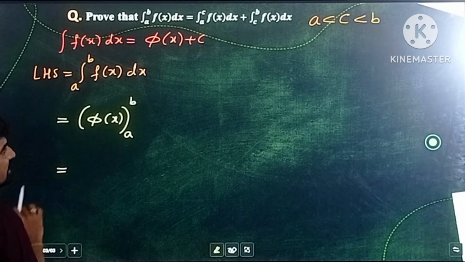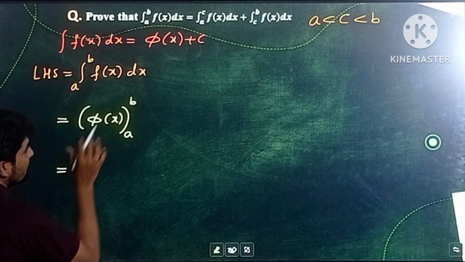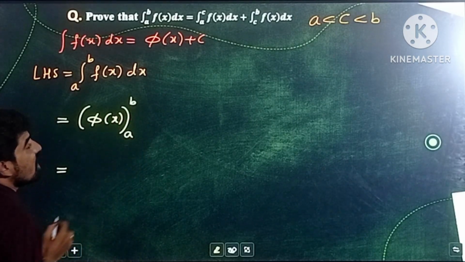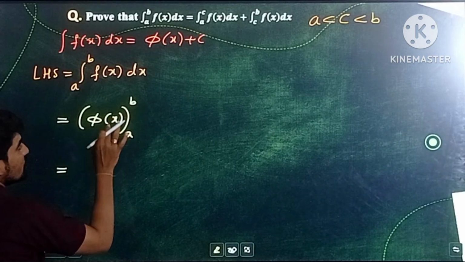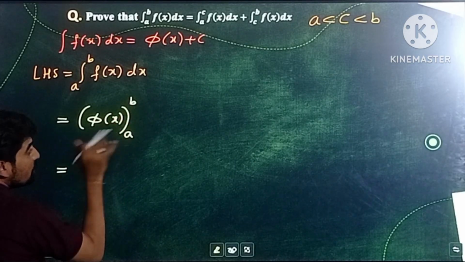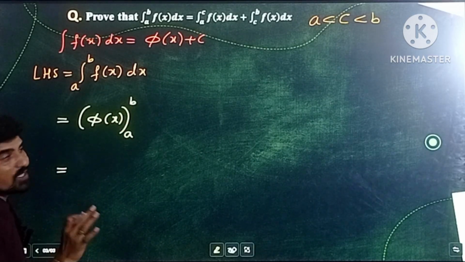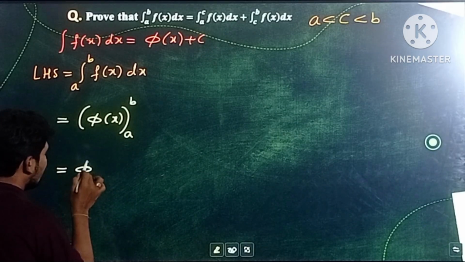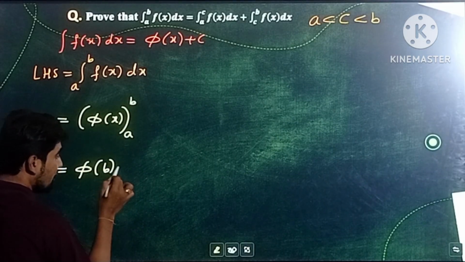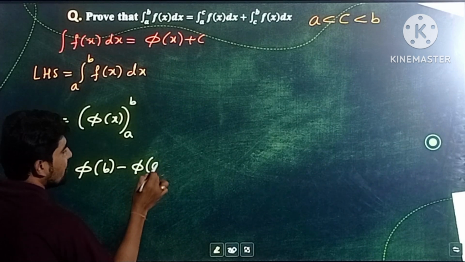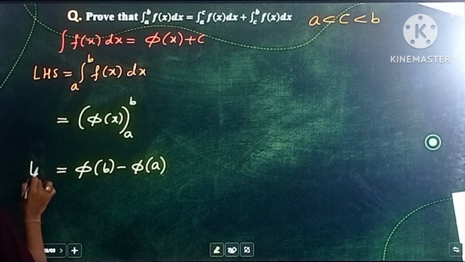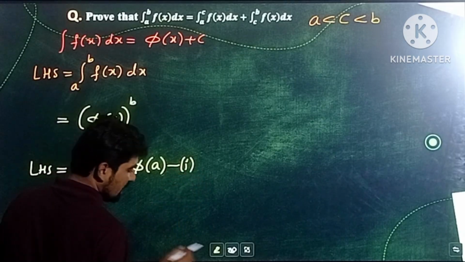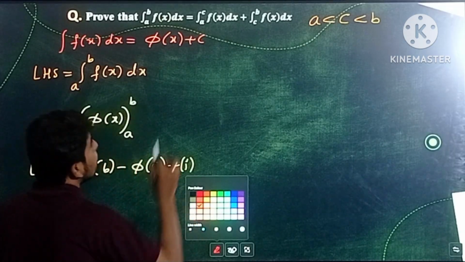After integrating, use the limits. The way of using limits is upper limit minus lower limit. These limits are the values of x, so substitute this value of x in place of x such that it is upper limit minus lower limit. Phi of b is the upper limit minus the lower limit, phi of a. So this is the LHS of the property. Then next, consider the RHS.